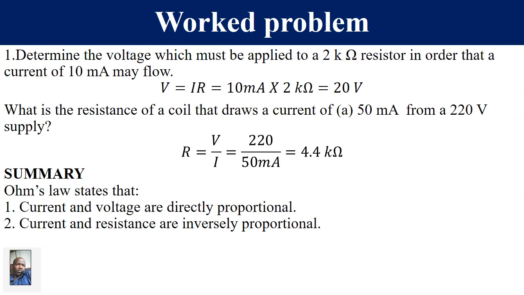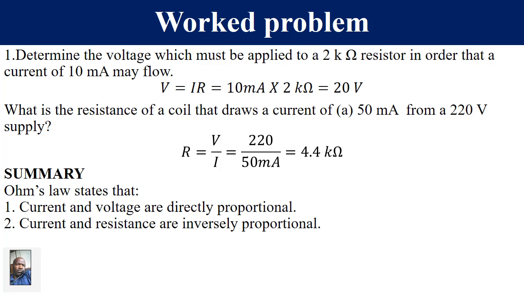A worked problem for you: determine the voltage which must be applied to a 2 kilo ohm resistor in order that a current of 10 milliamps may flow. V is equal to IR. Our I is equal to 10 milliamps. You need to know your metric table. Milli is equal to 10 to the power minus 3. Then kilo is equal to 10 to the power 3. So 2 kilo ohm is equal to 2000 ohms. If you multiply, you get 20 volts.